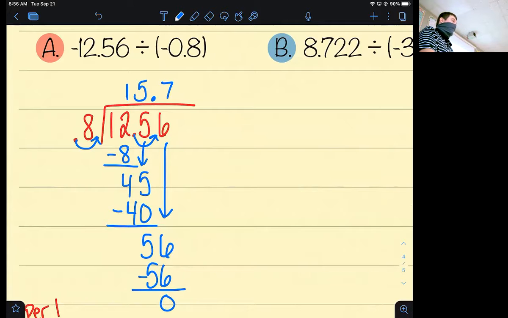Once I slide the decimal point over on the outside and then also on the inside, this is just like any other long division problem I've done. Doesn't mean I like it, but it doesn't mean you can't do it.